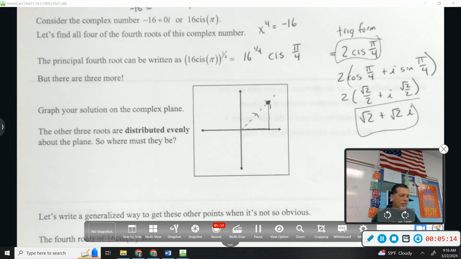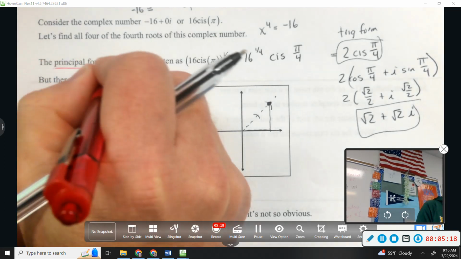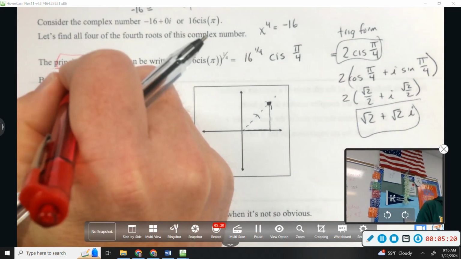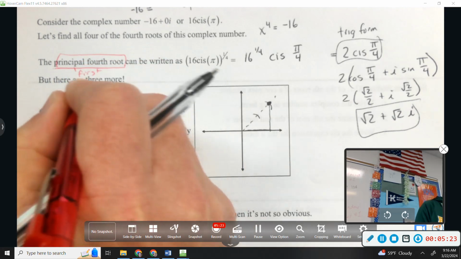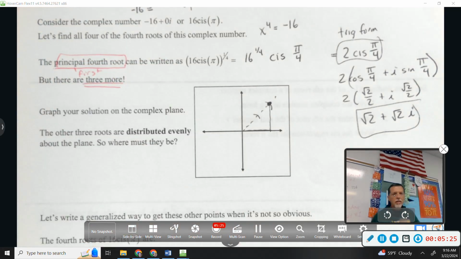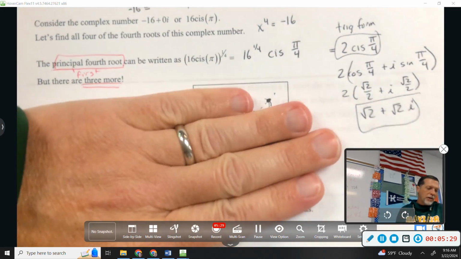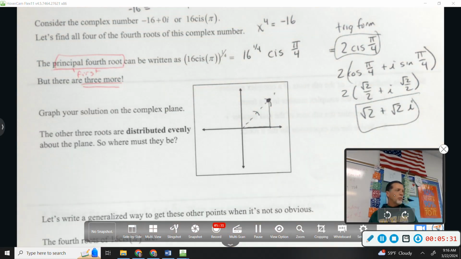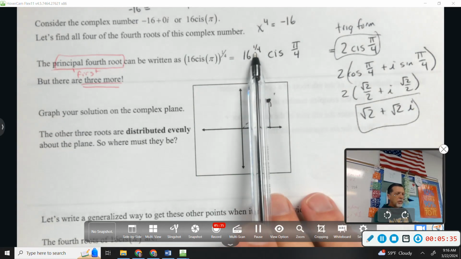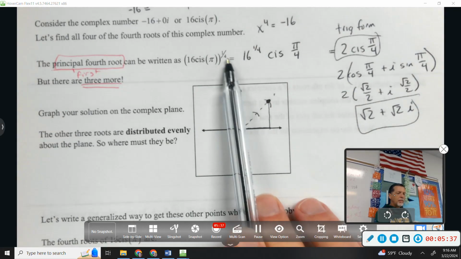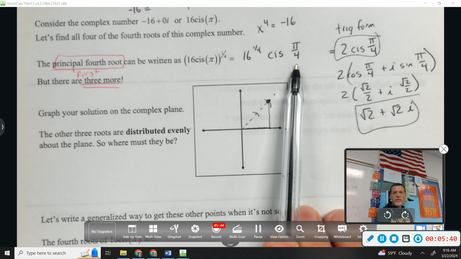Okay, that's called the principal root. It's the first one that we find. But there's 3 more. So here's the deal with finding the first one, hold on, before we talk about finding the rest of them. Finding the first one isn't really too bad. It's the same thing you did yesterday. Put the power on the r and multiply the angle. Exactly what we did yesterday.